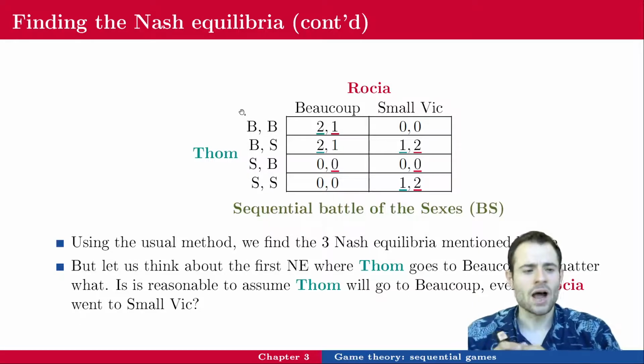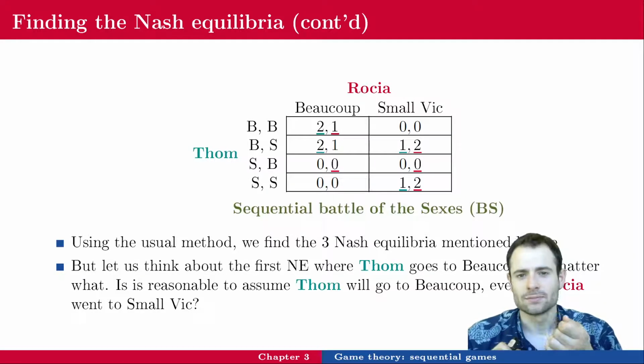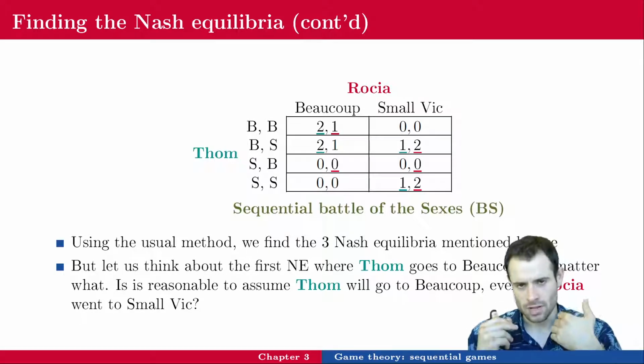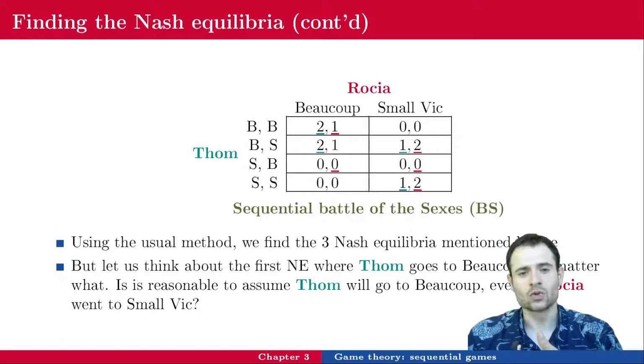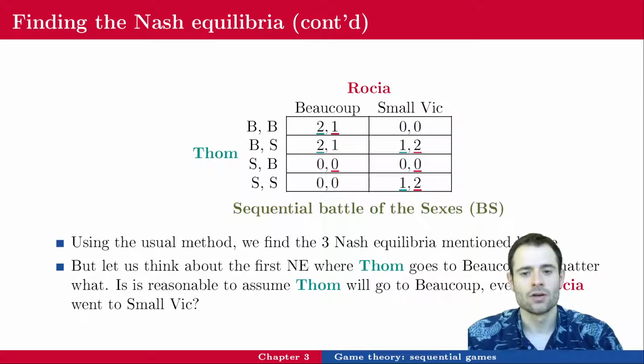So you can see how this notion of Nash equilibrium is lacking a bit of a bite. Because once Tom has to decide where to go, he's kind of trapped by where Rosia went. Rosia knows that Tom is going to follow her no matter what. So instead of going to beaucoup, she can just go to small victory because she knows that he will follow her. He will meet her. And small victory is a better option for Rosia.